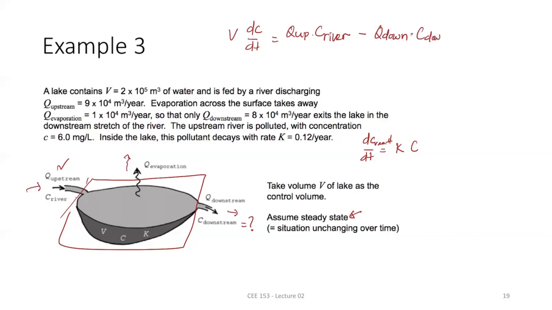Is this the only thing that's leaving the system? Actually, no. There is another one, which is evaporation. So I could write minus Q evaporation times C evaporation. So this is all the things going in, this is all the things going out. That's why there is a negative term. And then you have a reaction term, which is going to be volume times, because this is a reaction, that's the negative term, because with reaction things decrease, so that will be minus KC. Okay.